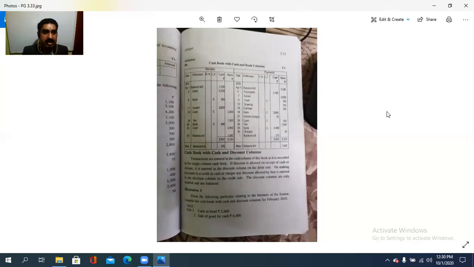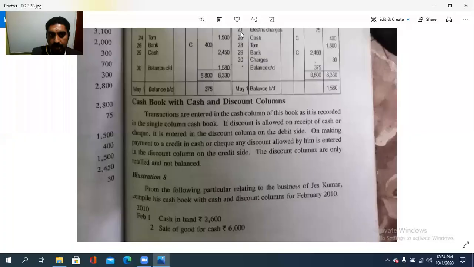Next, we need to see the cash book with the cash and discount column and also the cash book with the bank and discount column. Discount allowed is there, discount received is there, both the cases. Okay. So in continuation, we saw the cash book with the cash and bank columns on both the sides. Next is the cash book with the cash and discount columns on both the sides. Whether there is discount allowed and discount received, that is to be entered, isn't it?